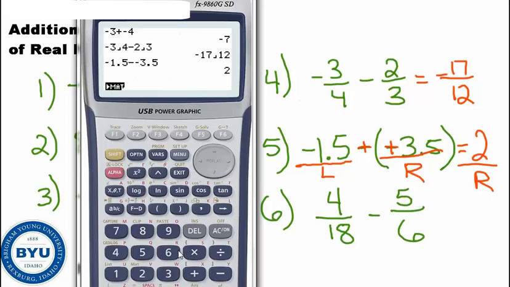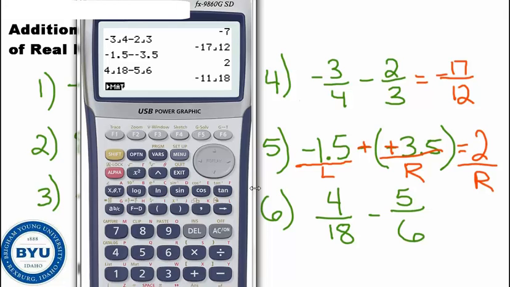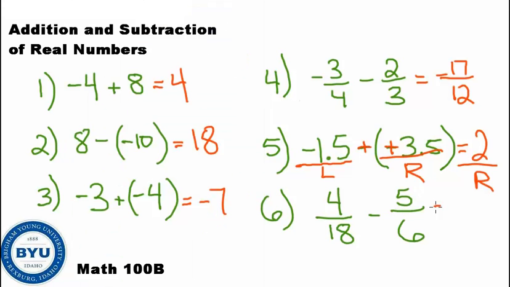On the last one here, we would do 4/18 minus 5/6, and we would get our answer of -11/18.